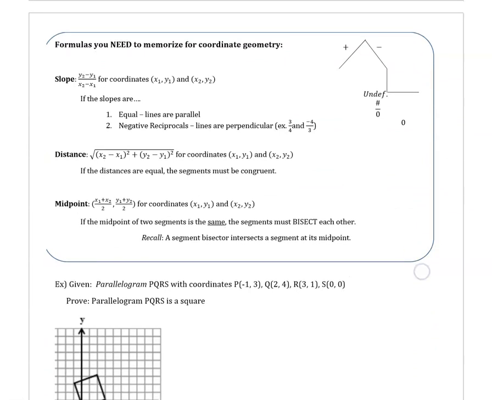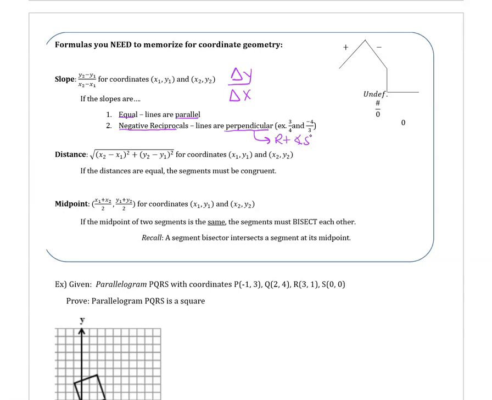This is where we talk about coordinate geometry and the three formulas you guys need to know how to use. The first is using slope. So slope is our change in y over change in x for any 2 points, x1, y1, and x2, y2. If we have slopes of 2 line segments and they are equal, that means the lines are parallel. If we have slopes that are negative reciprocals, then they're perpendicular. And remember, perpendicular lines create right angles. So that would help us prove a right angle if we were looking to prove something like a rectangle.